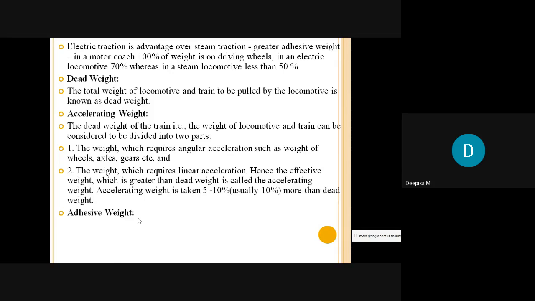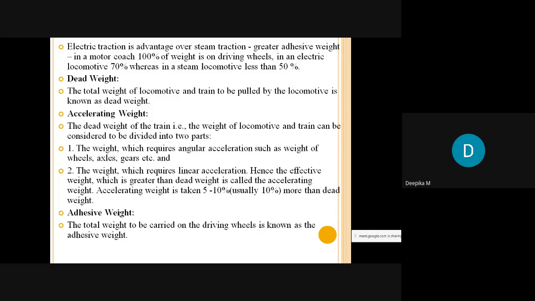Next, we have adhesive weight. The total weight to be carried on the driving wheels is known as adhesive weight. If the weight is carried by the locomotive, we call it dead weight. If we consider the dead weight as well as the linear acceleration weight, then we call it accelerating weight. The adhesive weight is the total weight to be carried on the driving wheels, that is the road wheels. So how much weight is exerted upon the road wheels is called the adhesive weight.